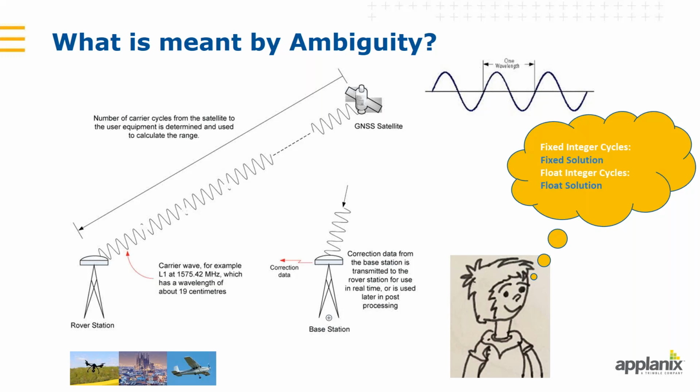Knowing the exact integer number results in a fixed solution. Otherwise, it's going to be a float solution, or you may have scenarios where you have no solution. While a fixed solution means you have centimeter level of accuracy, a float solution could mean you have only decimeter level of accuracy. But that still depends on the quality of the IMU and how long the period is that you are exposed to a float solution.